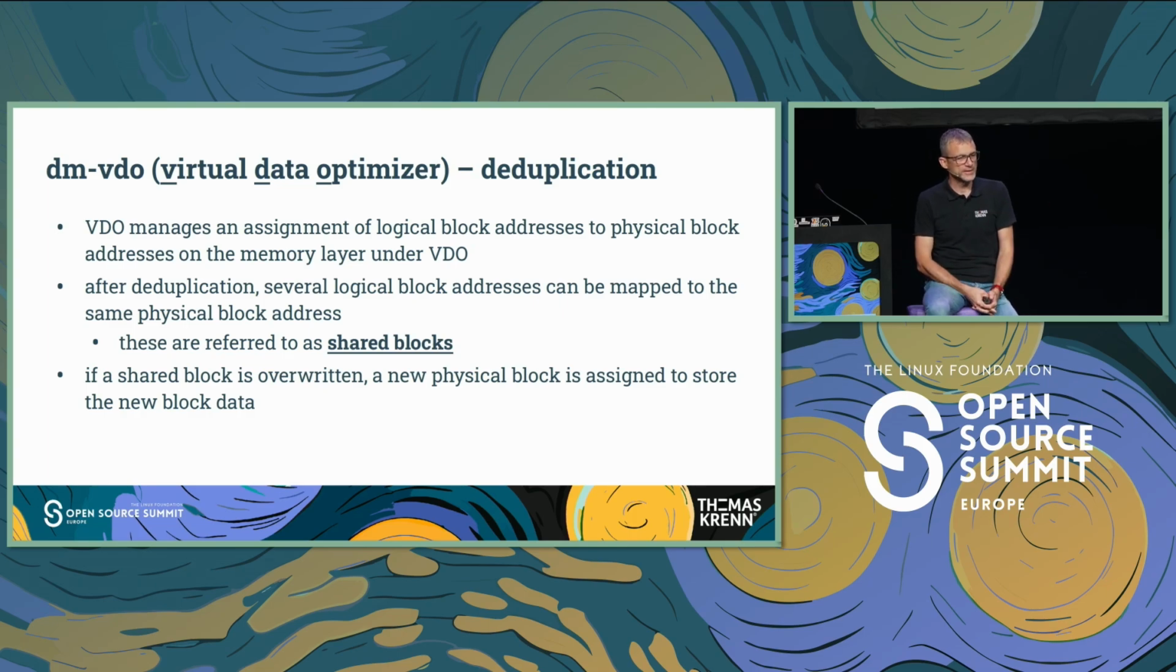To show a few details of these functions, the data deduplication: VDO manages an assignment of the logical block devices to the physical ones. And after deduplication, several block devices can be mapped to the same physical block address, by that reducing the space necessary on the physical device. And these are referred to as shared blocks. If a shared block is overwritten, it just allocates a new physical block to store the new data. So as simple as this.